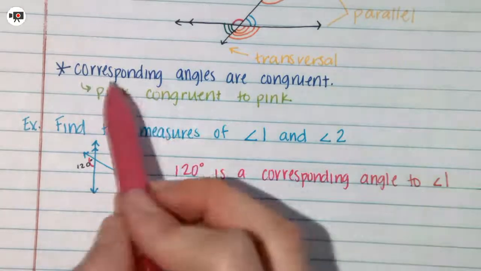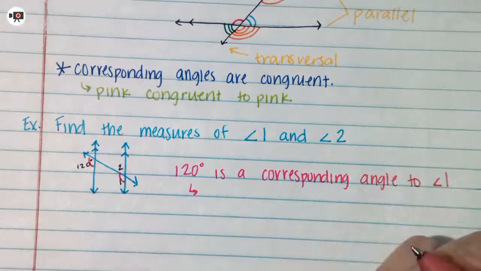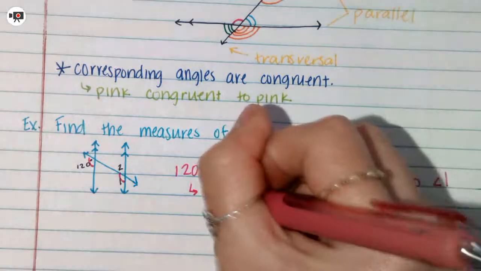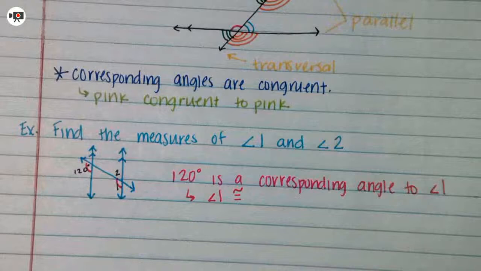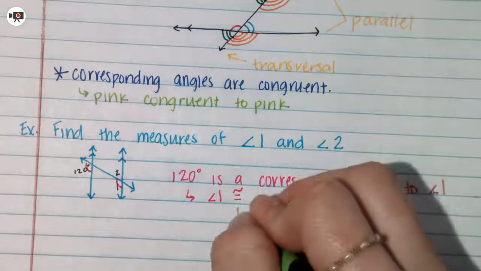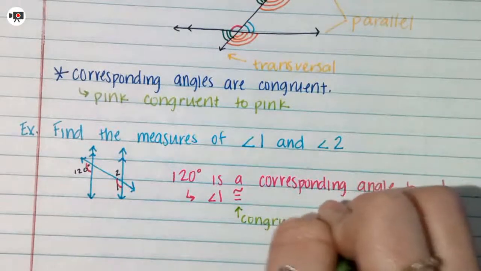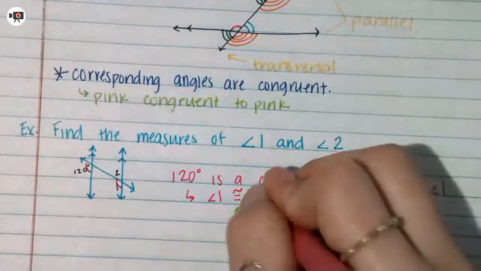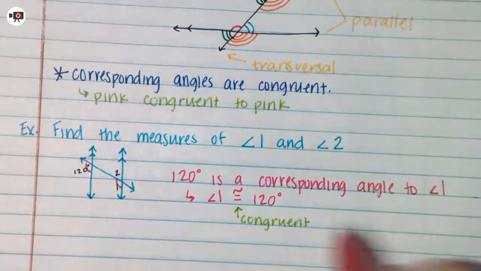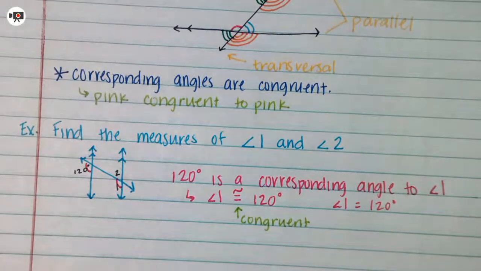We know corresponding angles are congruent, so therefore angle 1 is congruent. This is the symbol for congruent. To 120 degrees. Or we could say angle 1 is 120 degrees.